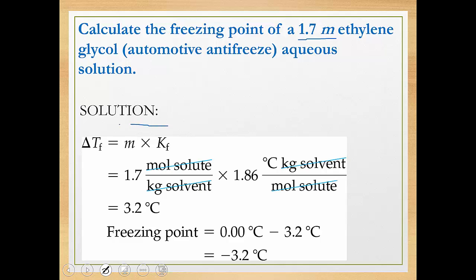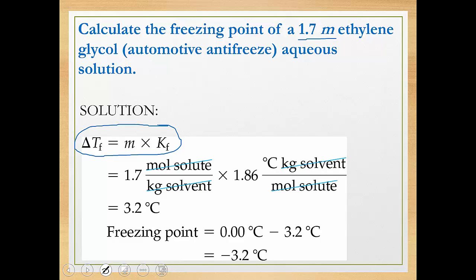Now, the formula that relates those is right here. The change in temperature, so the delta right here means change in, the change in the temperature at the freezing point, T sub F, is equal to the molality of the solution, small m, times this factor K sub F, the freezing point factor for the solution.